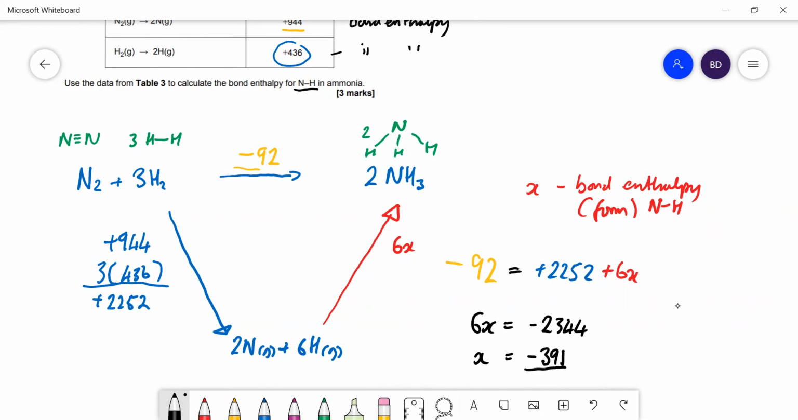Now it's got a minus value there because the direction of the red arrow is we are forming bonds. So that's going to be exothermic. So normally if we're asking for bond enthalpies, you don't give it a sign, you just give it a number. So I'd say the bond enthalpy value, the answer to this question is nitrogen hydrogen bond enthalpy is 391 kilojoules per mole.